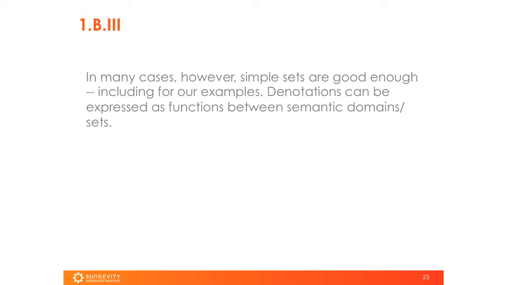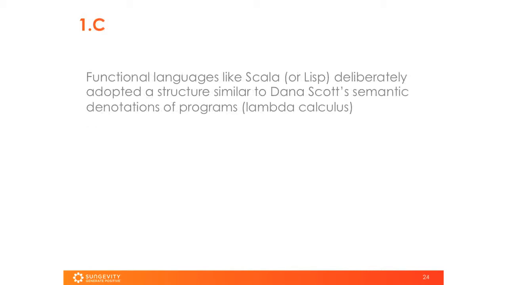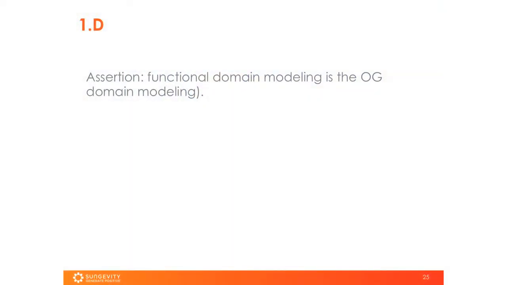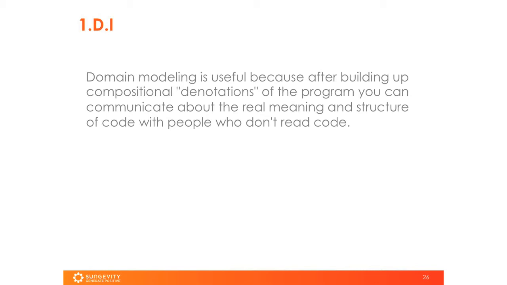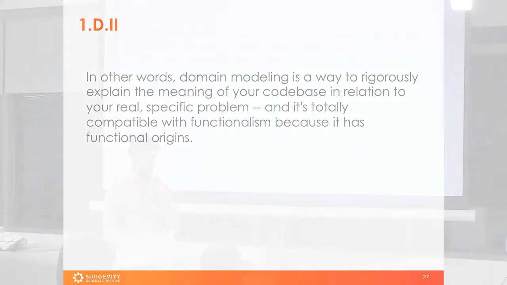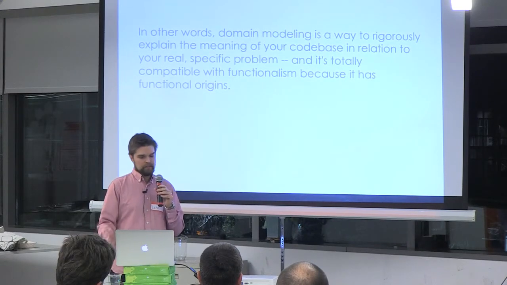So long story short, Scala and Lisp adopted syntax similar to these semantic denotations on purpose, and I think I can assert that functional domain modeling is the OG domain modeling. It's useful because it builds up compositional denotations, and it's very compatible with functionalism because in fact it has functional origins. So even if you're not really interested in building up formal mathematical proofs, it's still a good way to communicate about your code base and its real structure.